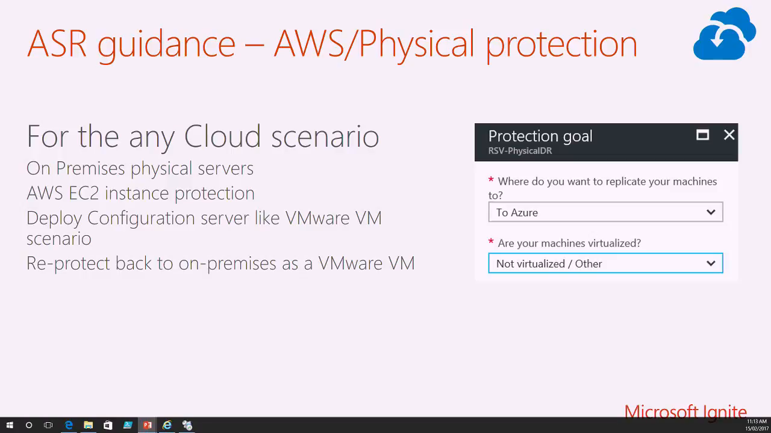So if you think about it for the AWS scenario, if you've got infrastructure in AWS, you set up a config server inside AWS, the same subnet as all your VMs. You use that to deploy the mobility agent to those workloads in AWS. And because it's an Azure public service, it just needs internet access out of AWS into Azure, and you can replicate those VMs into Azure.